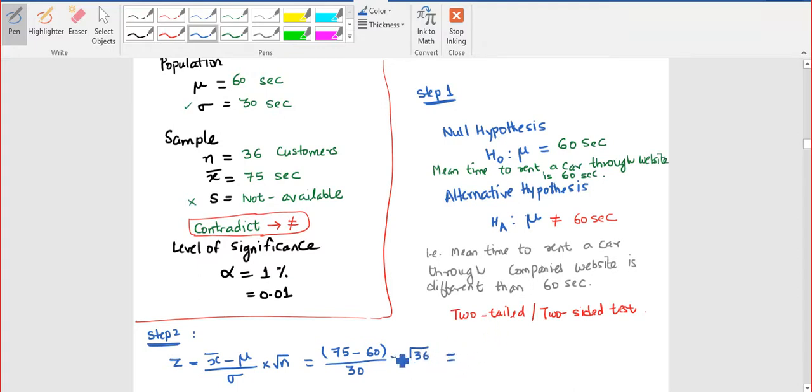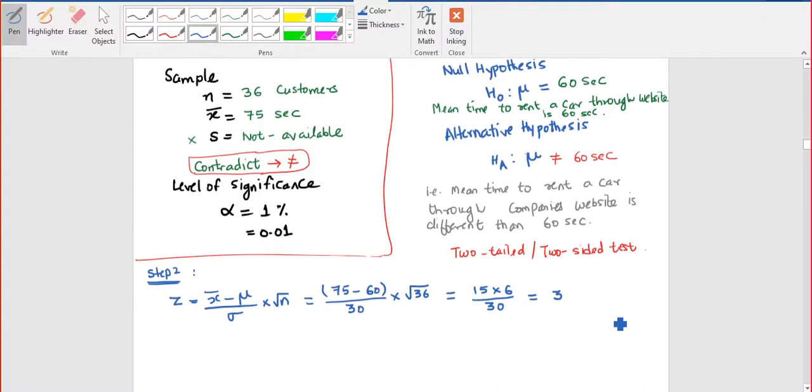Let's do the calculation by calculator first. 15 multiplied by root of 36, which is 6, over 30. Check what value you will get. So we get the value of z as 3. The z value comes out to be 3. This is by calculation.